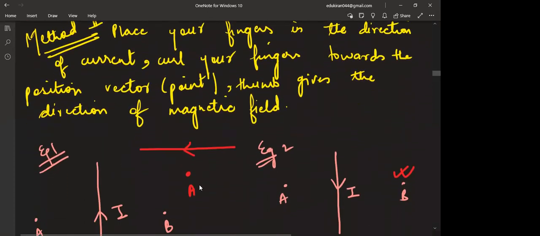Take this point. Put your thumb in the direction of current and curl your fingers at the point. See whether the fingers are pointing towards you or moving into the screen. All of you reply to me in the chat box quickly. If I give you this line and the current is moving towards the left, keep your thumb towards the left. At this particular point A, are the fingers coming out of the page or are they moving inside?